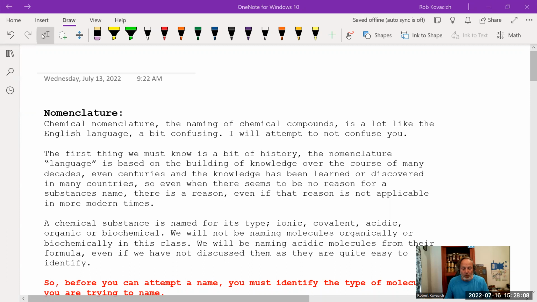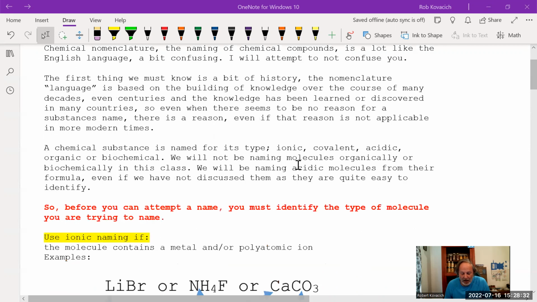Alrighty, so what we need to be able to do is name compounds. One of the problems with that is you have to identify the type of compound you're looking at before you can actually name it. So before I can say something like sodium hypochlorite, I have to look at that substance and realize that substance is an ionic substance. So how do I get that ionic out of that? I need to talk about ionics and covalents and acids.